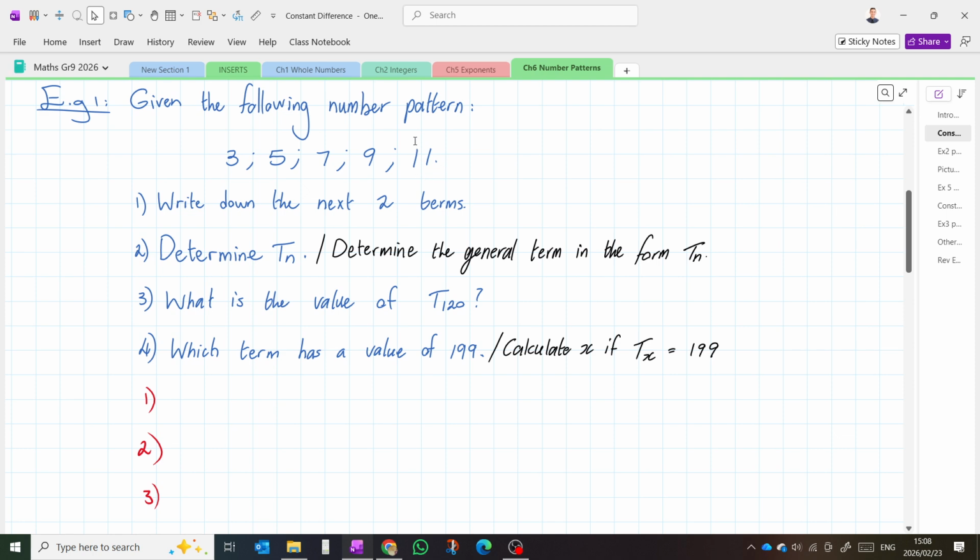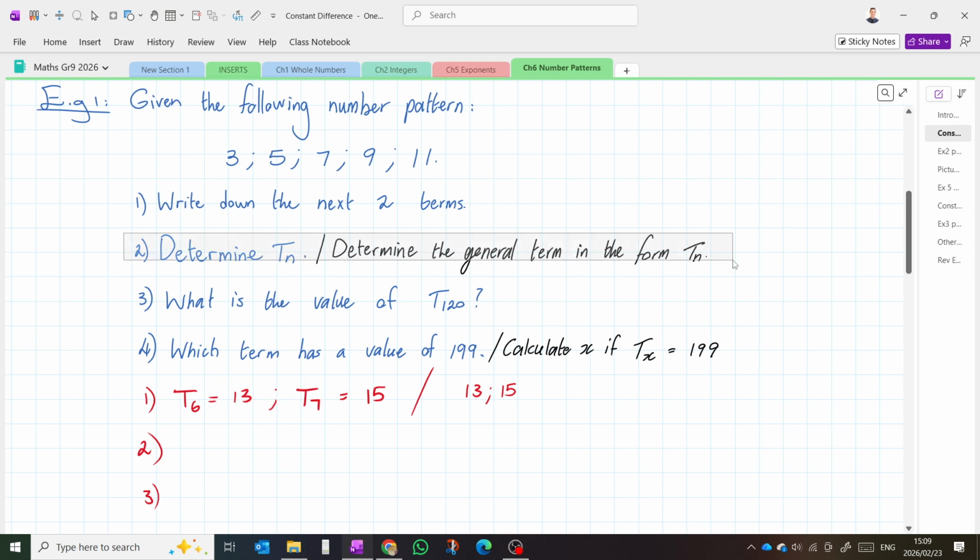We were at 11, so if we add another 2, that's going to get us to 13. So I'm going to write it as term 6 has a value of 13, and term 7 has a value of 15. That's if we add another 2 to the 13. Now you do not have to write the term number, you can just write 13 and 15 as your next two terms. That is also perfectly acceptable. This is just a more mathematically correct way.